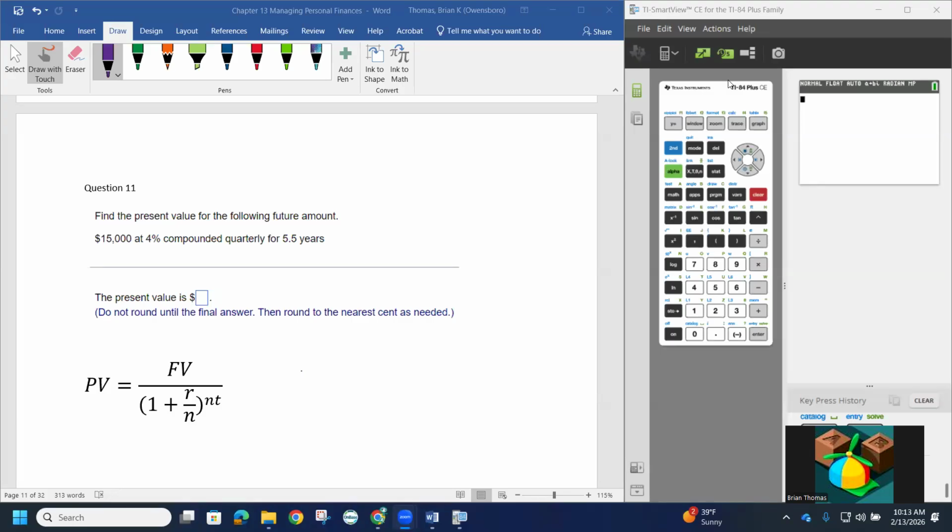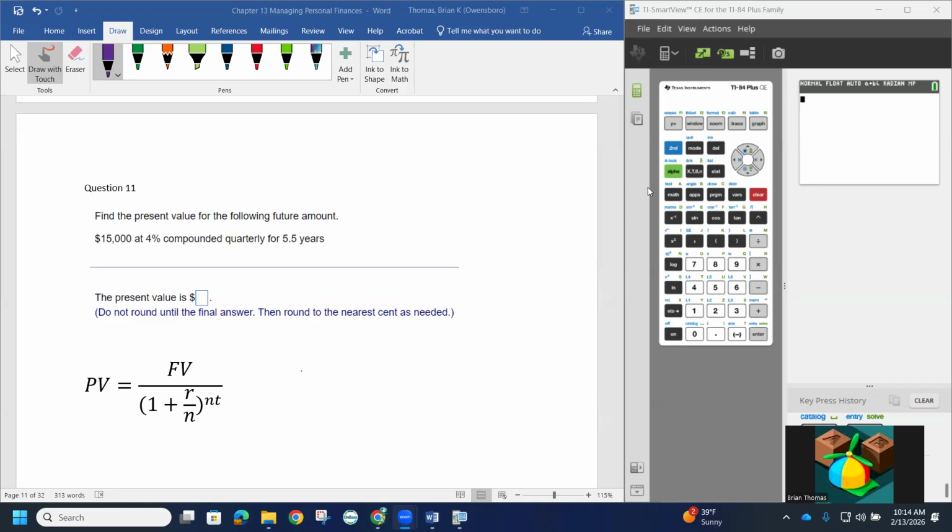Let's look at an example in our homework. This is question 11. Question 11 says, find the present value for the future amount. So we're looking for our initial investment, knowing what our final investment needs to be. Our future value is 15,000, and our investment has an interest rate of 4%, compounded quarterly for 5 years.